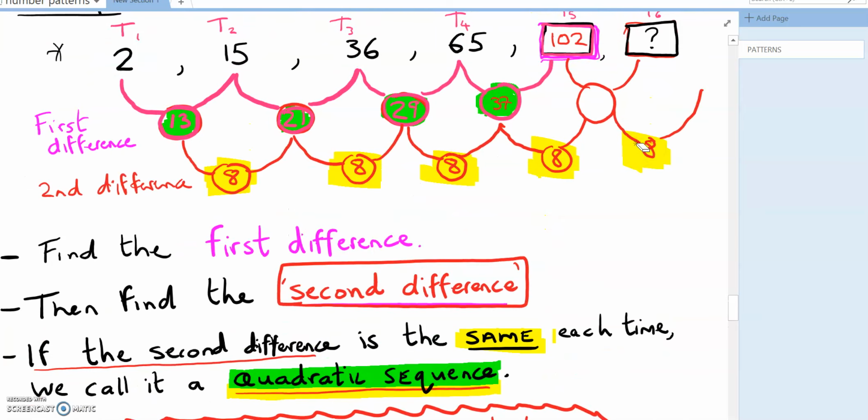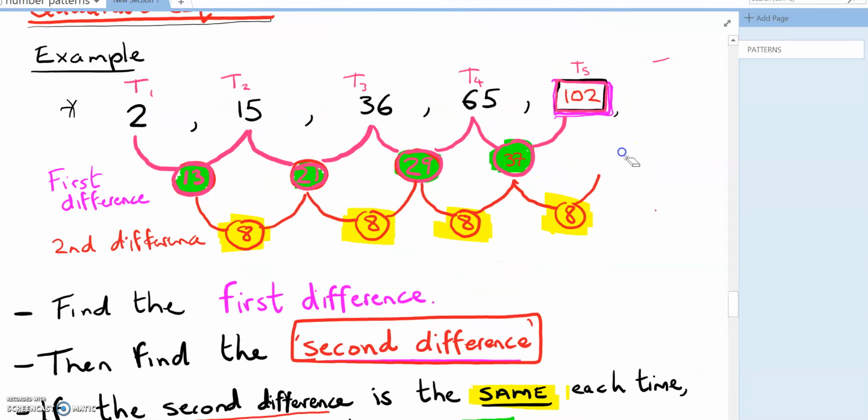So I don't want to overcomplicate it by finding this very last term yet. We'll do that in the second example. Let's just be happy if we can understand where we got term 5 from. Let's just go over that again. So I didn't have 102, and I did not have 8, and I did not have 37. All I had was 2, 15, 36, 65.